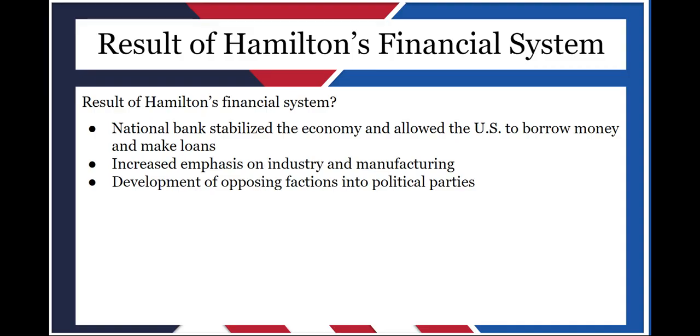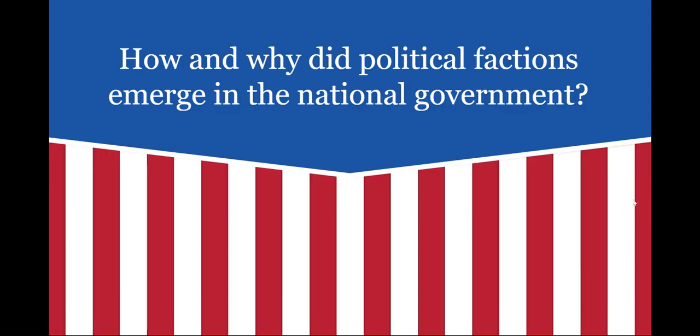It allows the national government to borrow money and to make loans to help grow the economy. And it also really increased, as Hamilton wished, the emphasis on industry and manufacturing. Hamilton loved it. Jefferson and his cronies hated it. So the other kind of side effect here is we really are going to start to see the development of opposing factions in the national government to start to form into political parties. So that leads us to how and why did political factions emerge in the national government?